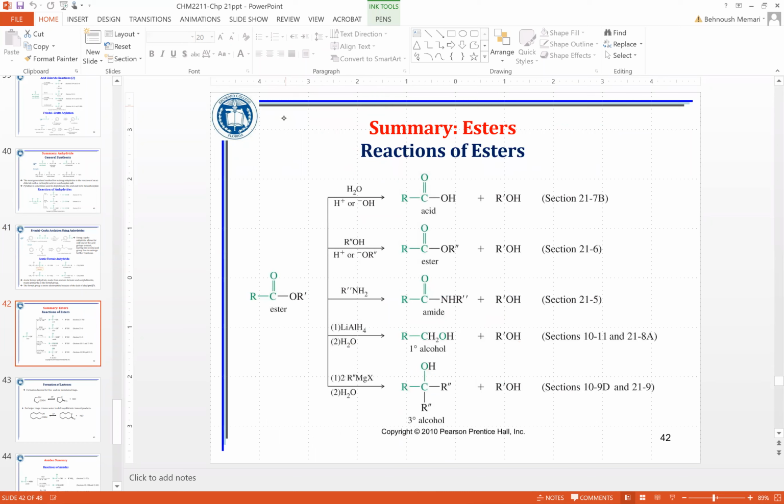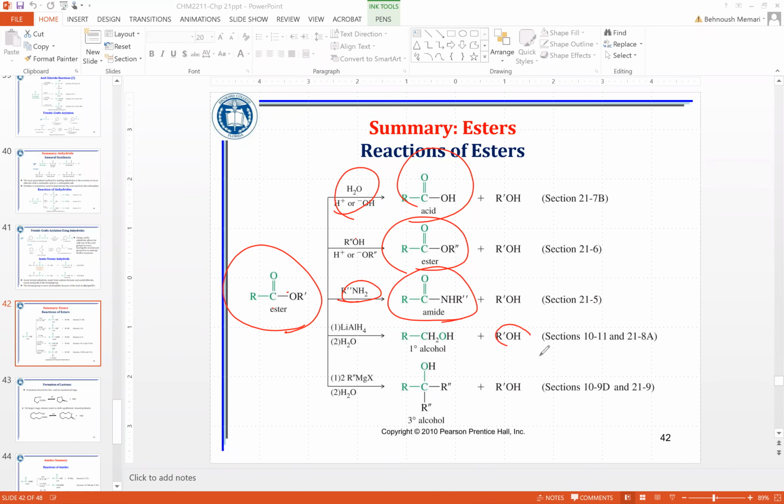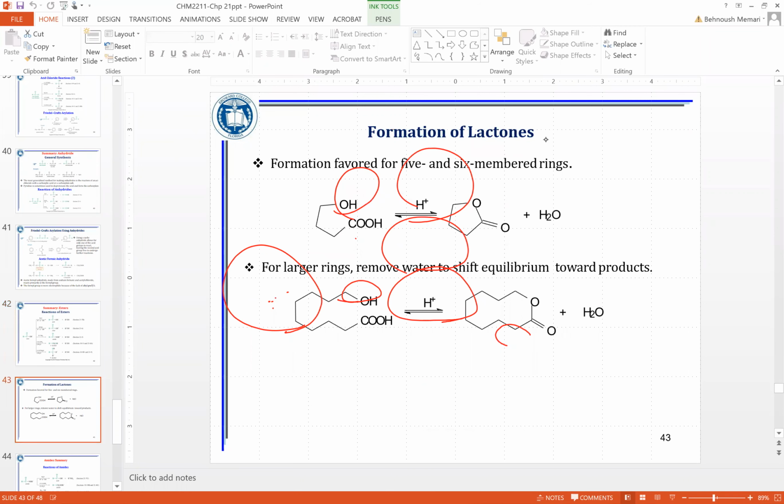Reactions of ester, what type of reactions do you expect from esters? You hydrolyze, you would get carboxylic acid. You add alcohol to ester, you would get another ester, it's called trans-esterification. You add amine to ester, you get amide. Then you can reduce it. If you reduce it with LAH, it will go to primary alcohol. And you can add Grignard. If you add Grignard, it would give you tertiary alcohol.